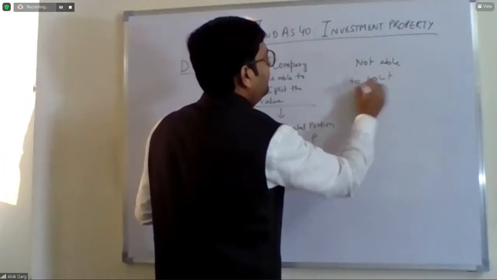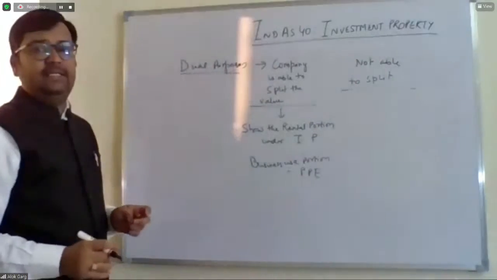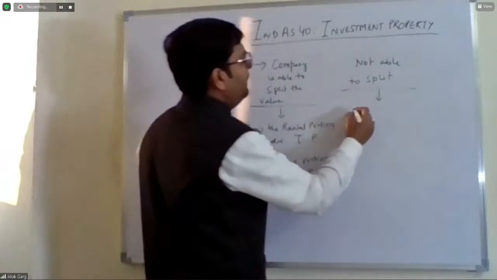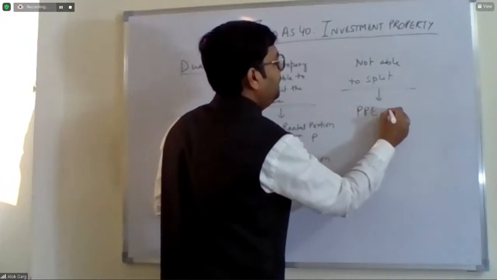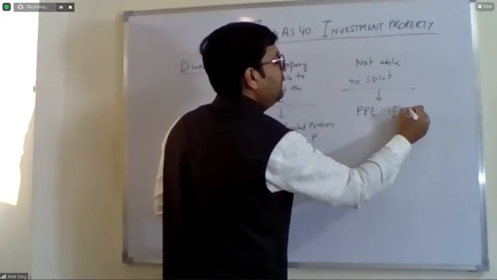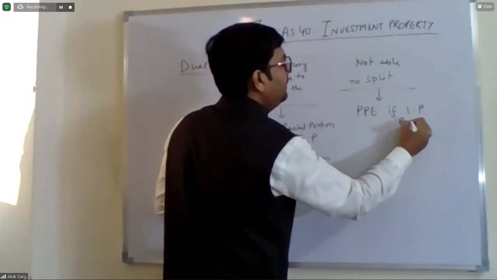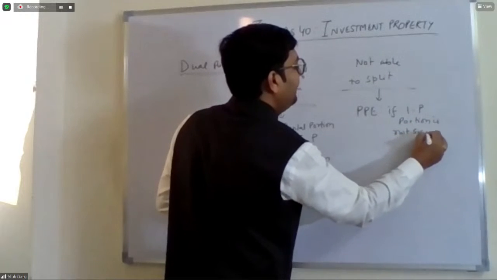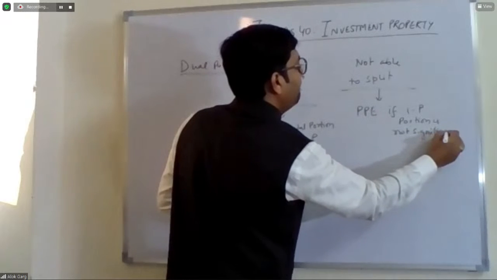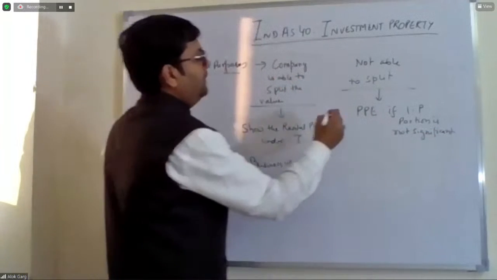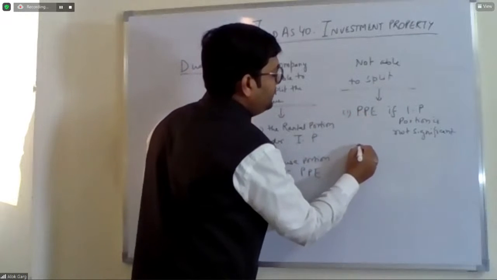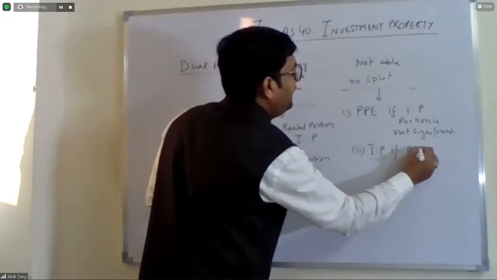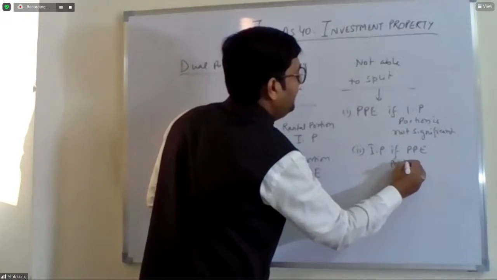then what will happen? In that case, the company has to show it as PPE if the investment property portion is not significant. This is the first option. What is the second option? Show it as an investment property if the PPE portion is not significant.